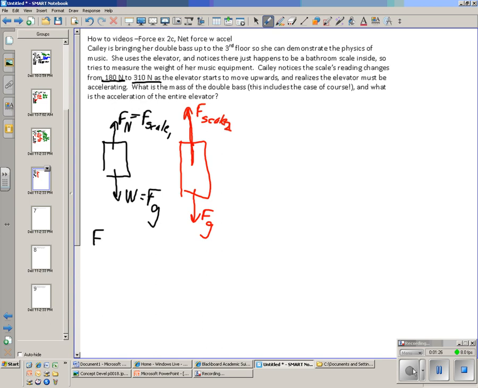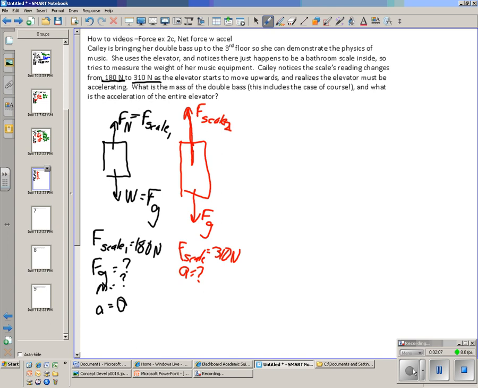First, the scale force for 1 is going to be 180 newtons. Gravitational force is unknown. Mass is unknown. Acceleration. Well, in the case of the black, the acceleration would be 0. In the red, the scale force is going to be 310 newtons. And here, the acceleration is some unknown value. It is not 0, though.